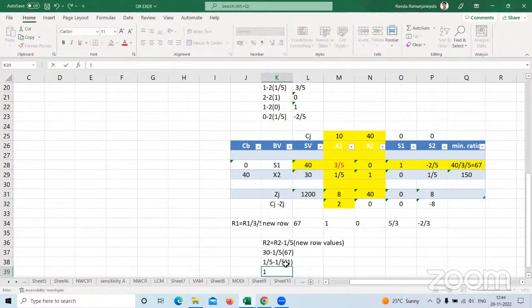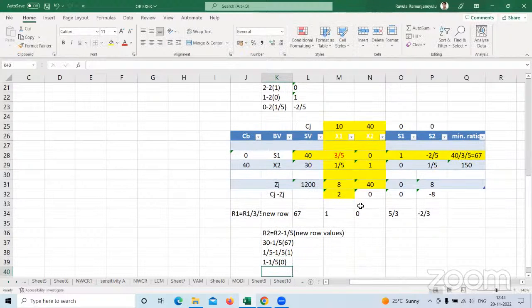One minus 1 by 5 is the key element into the new value 0. These are the values we are considering the new row values. Old values are these values. So next value is 0. So 0 minus 1 by 5 into 5 by 3.